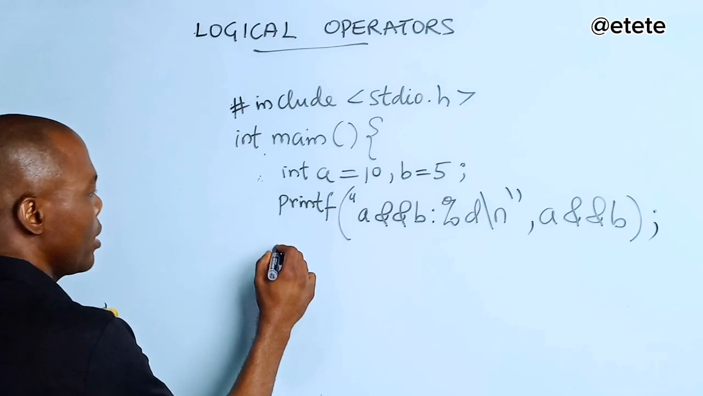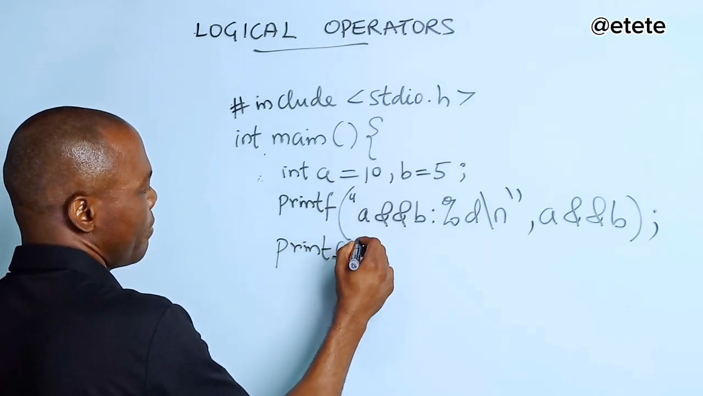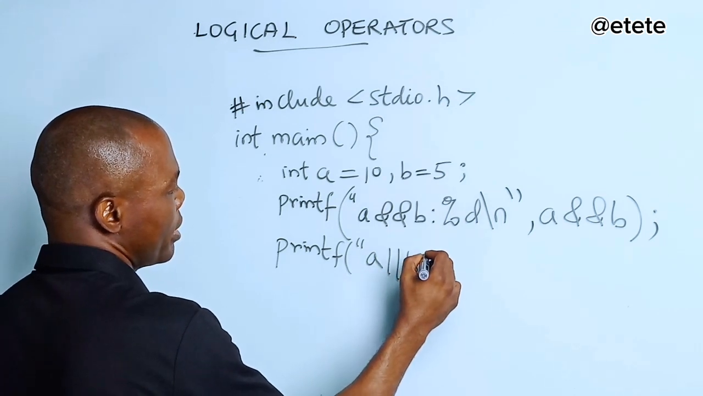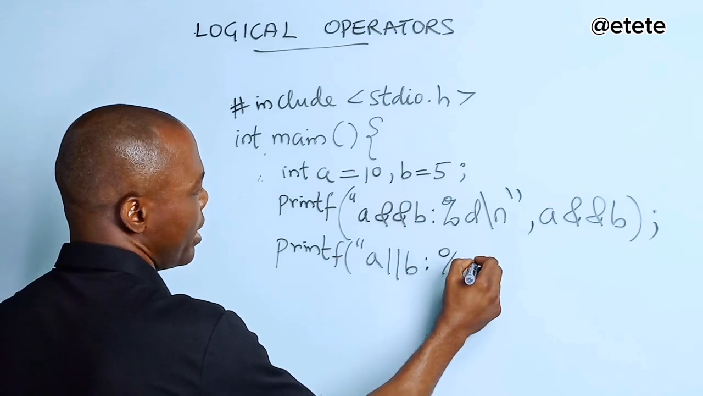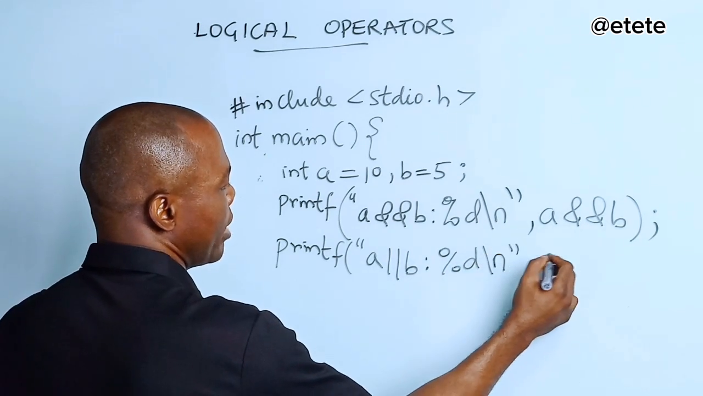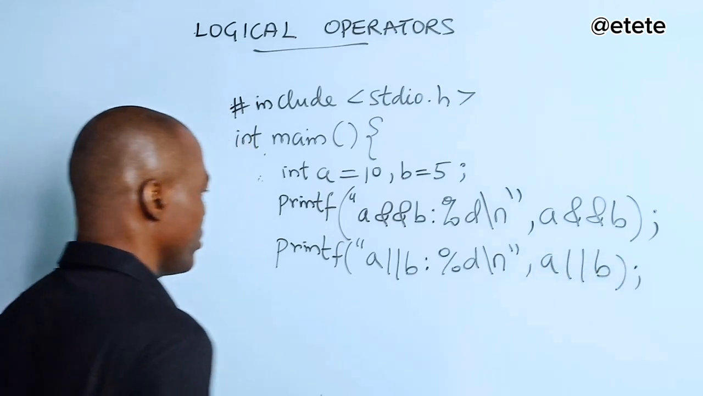Then I'll close this. Here I will say printf. I will say A or B. Then I will do this, my format specifier %d. Then I will put my escape sequence. Then I will say A or B. Then I will do this.